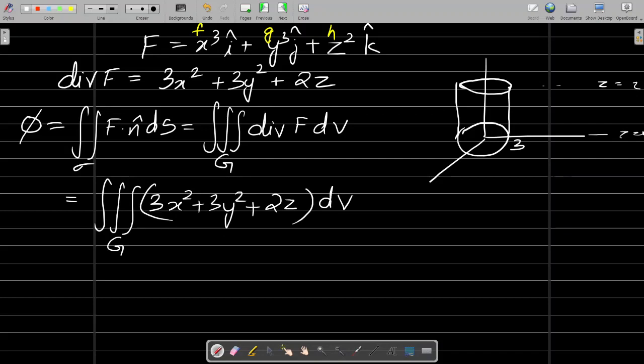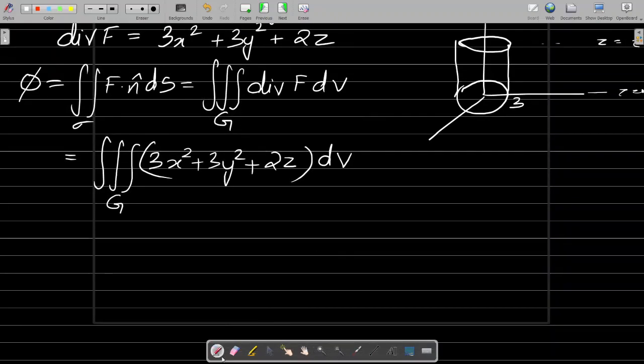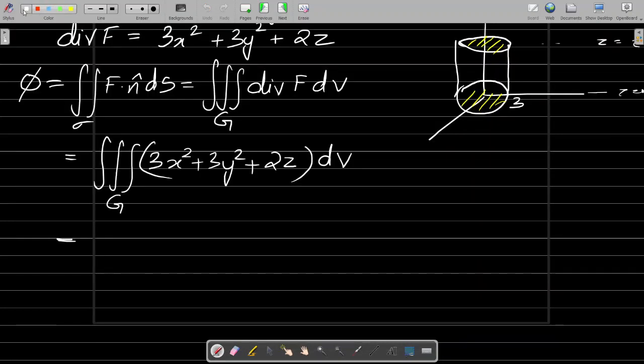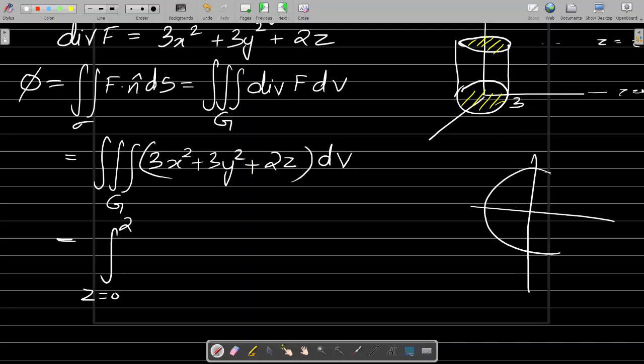Okay, now you have to write down the limits of integration. The equation of the bottom surface is z equals 0, and this top surface is z equals 2. So the integration will come like this: the integral from z equals 0 to 2. Now you take the projection of the surface onto the xy plane. So the projection is this given circle that you see here, the circle with radius 3.